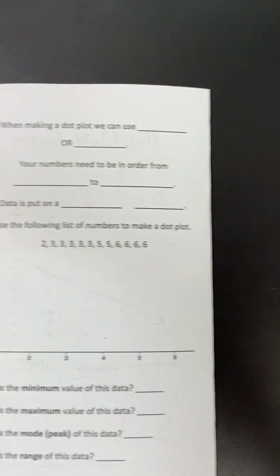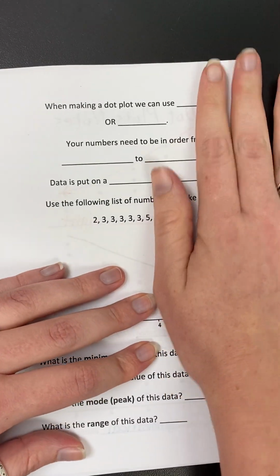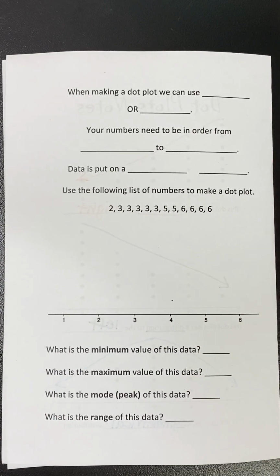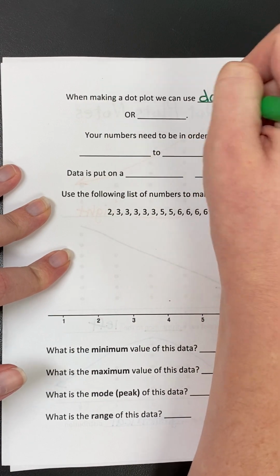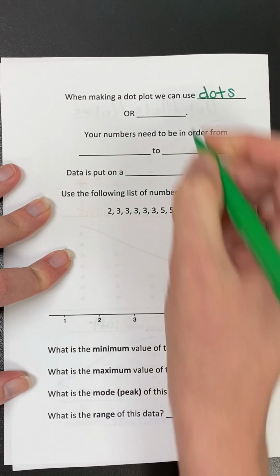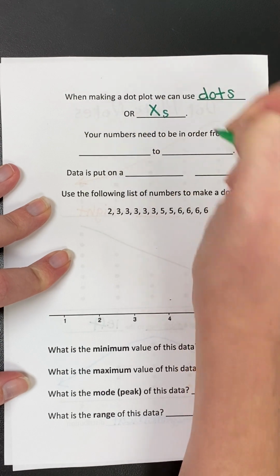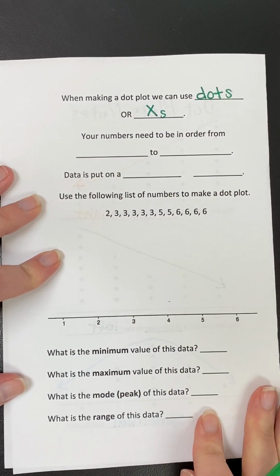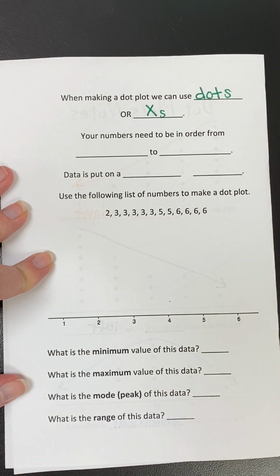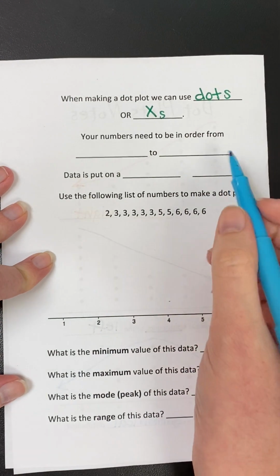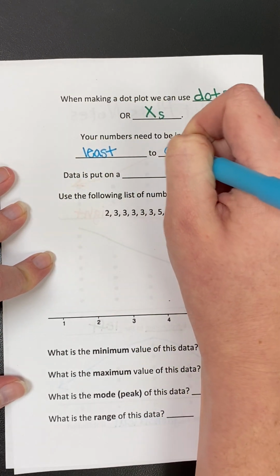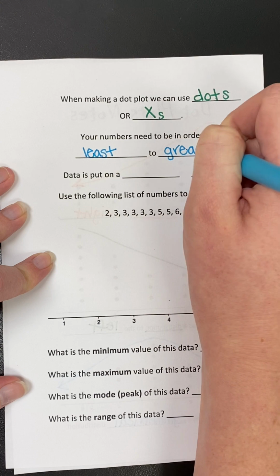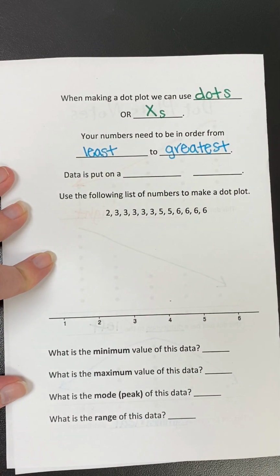All right, let's go to the inside. Okay, when we are making a dot plot, because sometimes we have to build them ourselves, we can use dots. That's why it's called a dot plot. Or we can use X's. So we can see either dots or X's being used, okay? The next thing we need to pay attention to is we have to put our numbers in order from least to greatest. That is with every type of graph that we ever use.